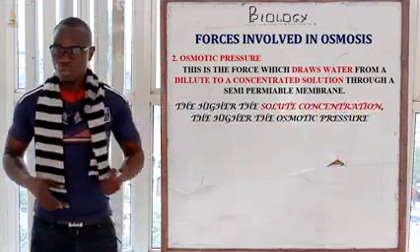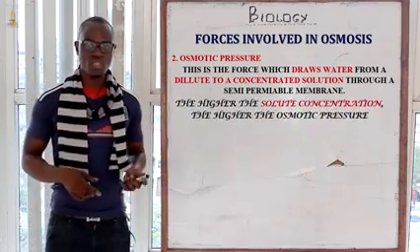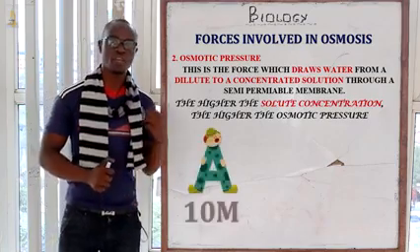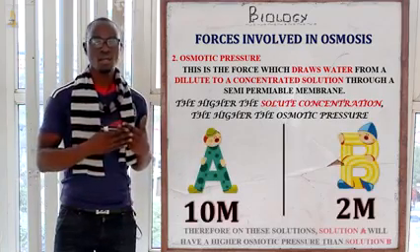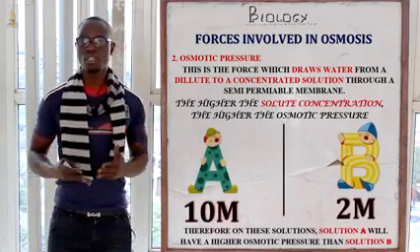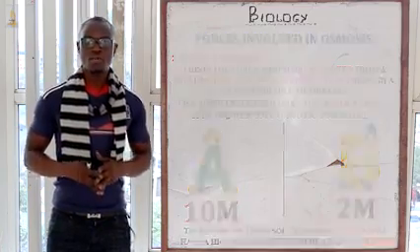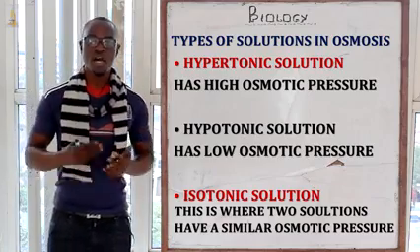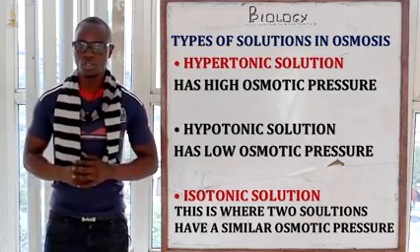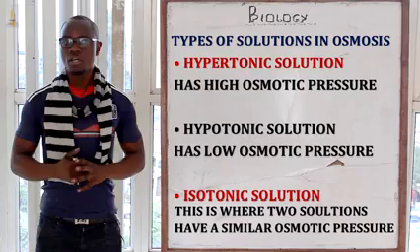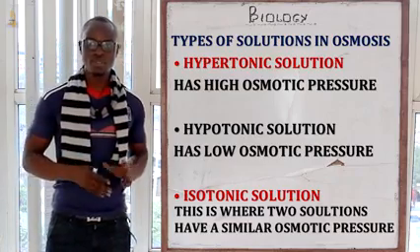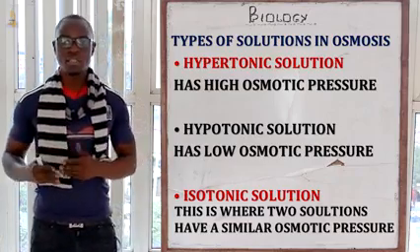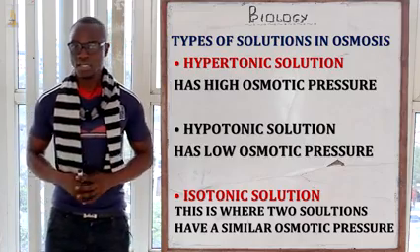So the higher the solute concentration, the higher the osmotic pressure. If the solute concentration of A is more than that of B, therefore the osmotic pressure will be high. Remember we defined different types of solutions: hypotonic solution, hypertonic solution and isotonic solution. Based on these three types of solution, they will influence the osmotic pressure accordingly.